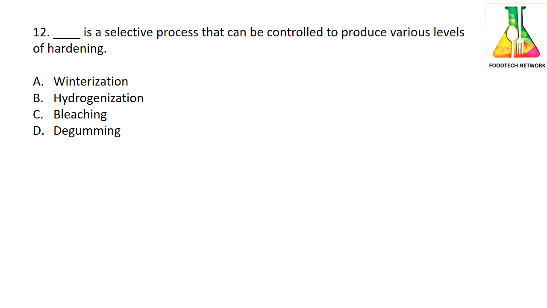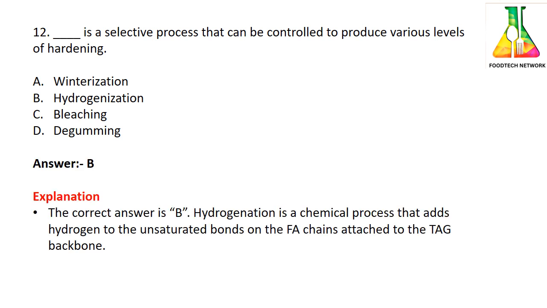Dash is a selective process that can be controlled to produce a various level of hardening. Option A winterization, option B hydrogenization, option C bleaching, and option D degumming. This is option B, that is hydrogenation. It is a chemical process that adds hydrogen to the unsaturated bonds on a fatty acid chain attached to the TAG backbone.